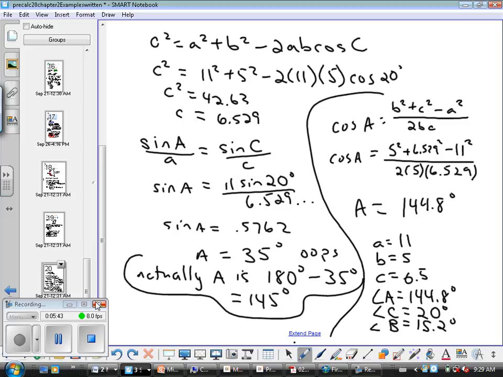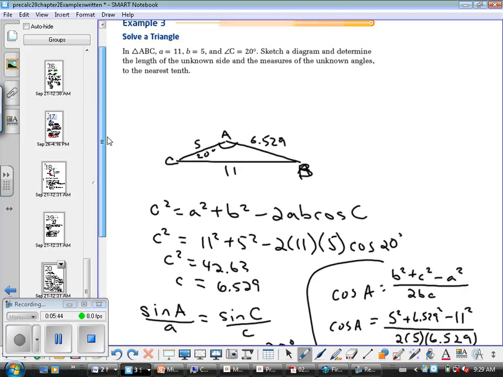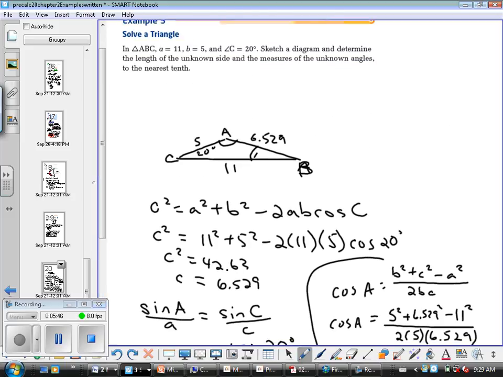You can take a look at your diagram and make sure that makes sense. This is a smaller angle, right? You can kind of tell because this line's a bit longer, so this angle is a little smaller.